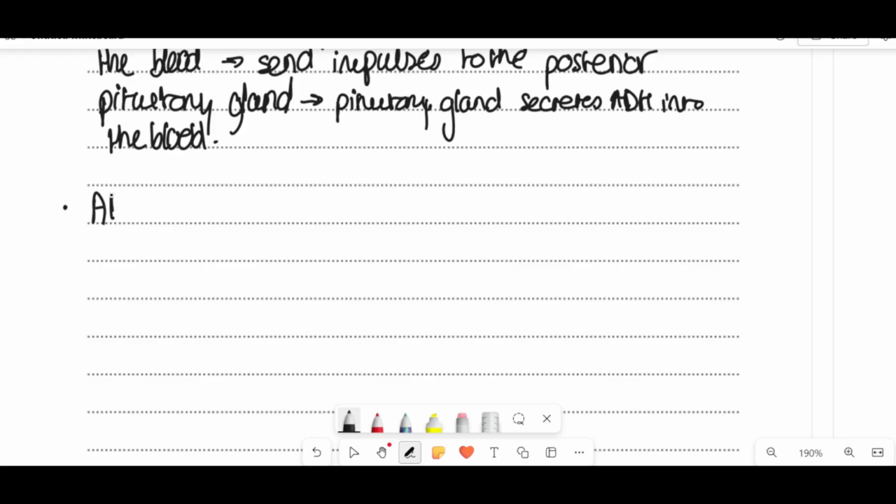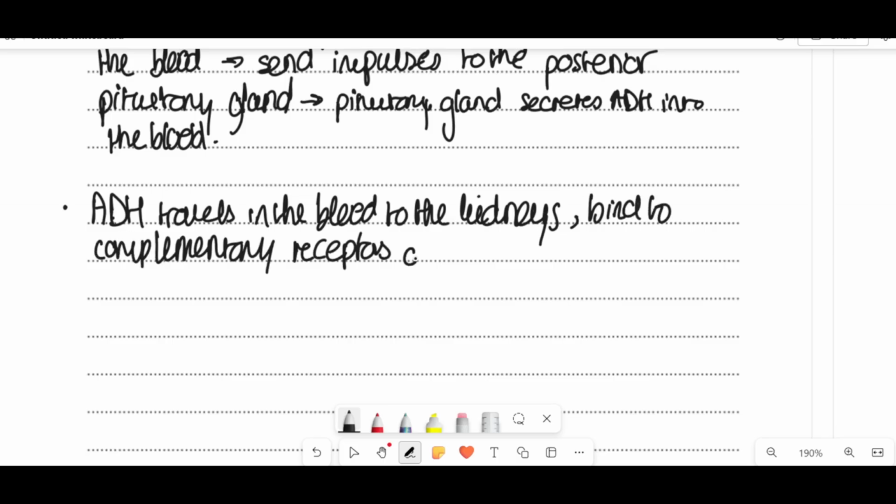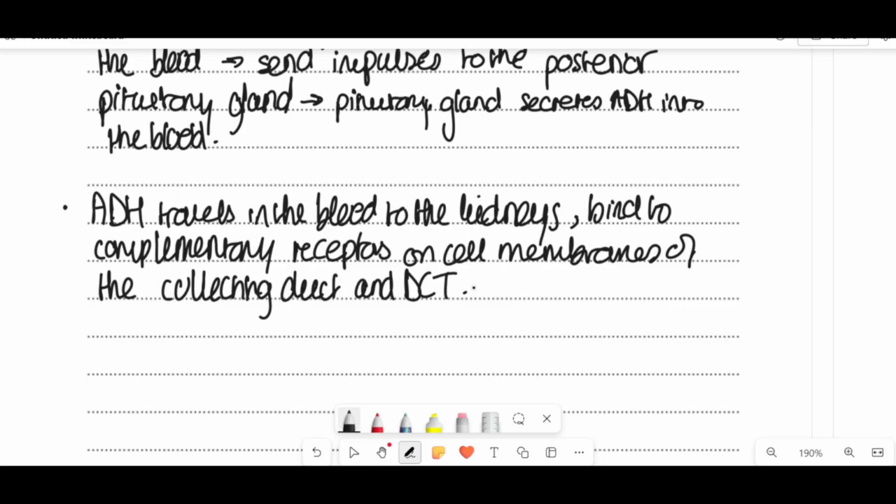So what happens, all hormones will be made at one cell and then travel along in the blood wherever, get to somewhere else, bind to receptors, and then do something, right? In the same sense, ADH travels in the blood to the kidneys. And like many hormones, especially ADH, it will bind to complementary receptors on cell membranes of the collecting duct and DCT.